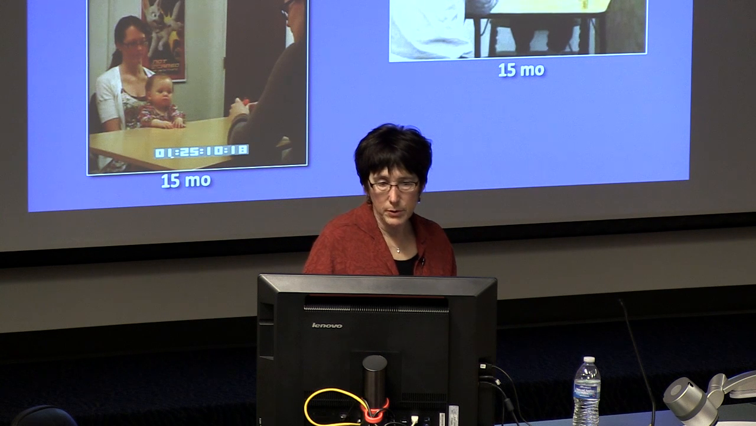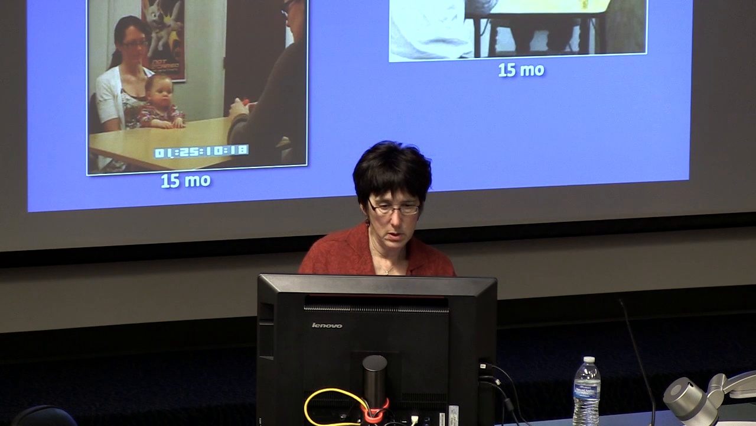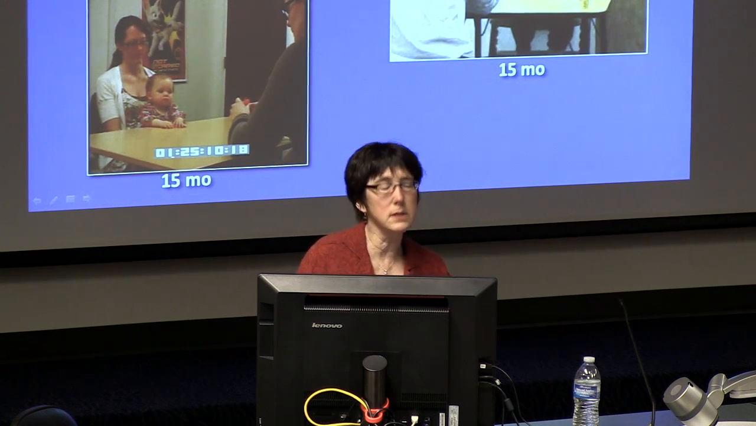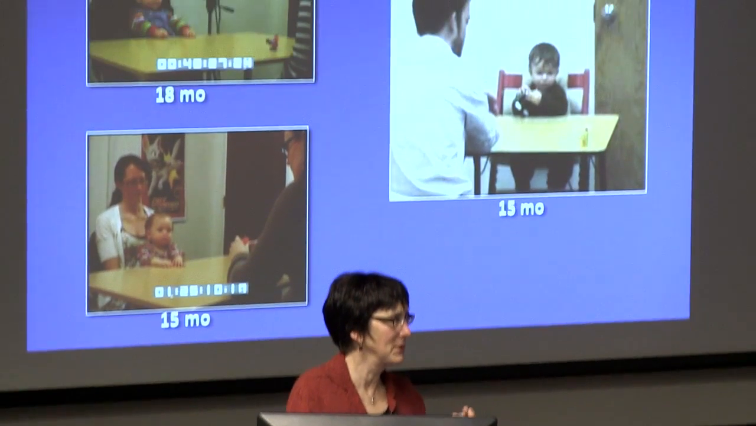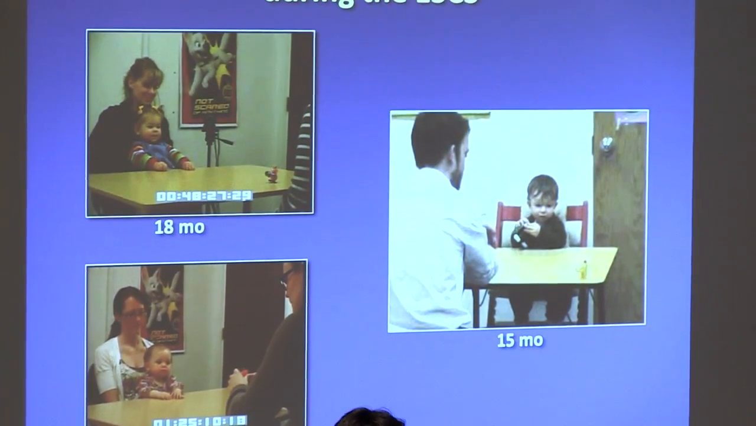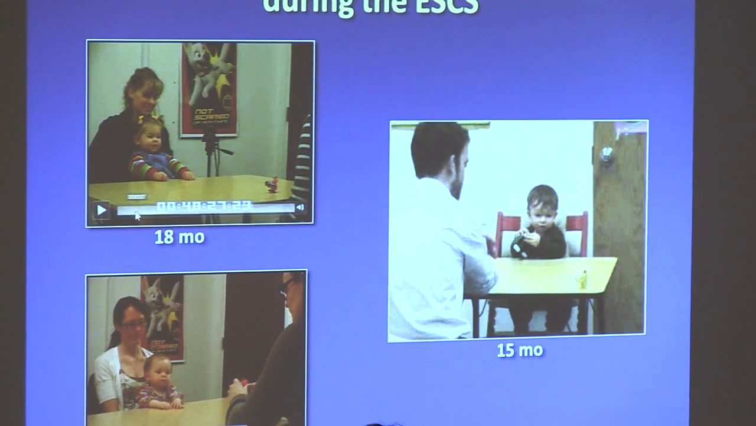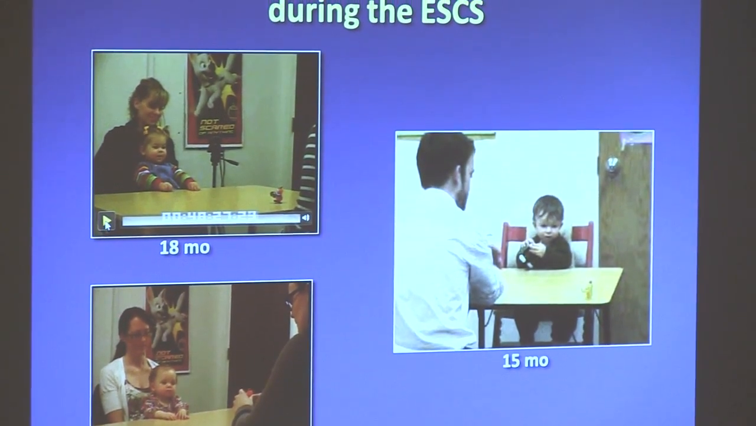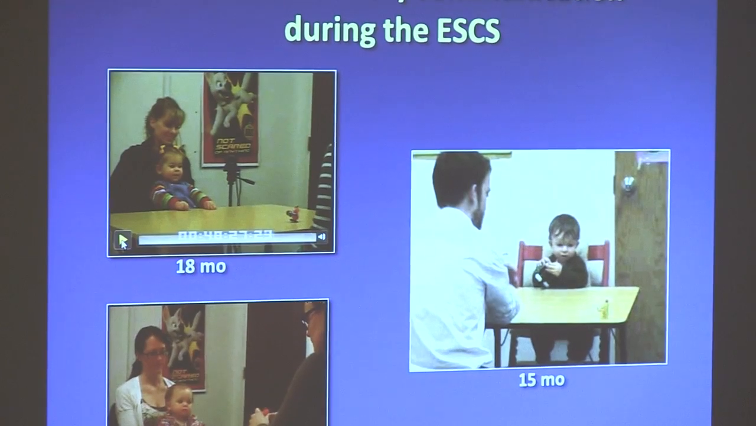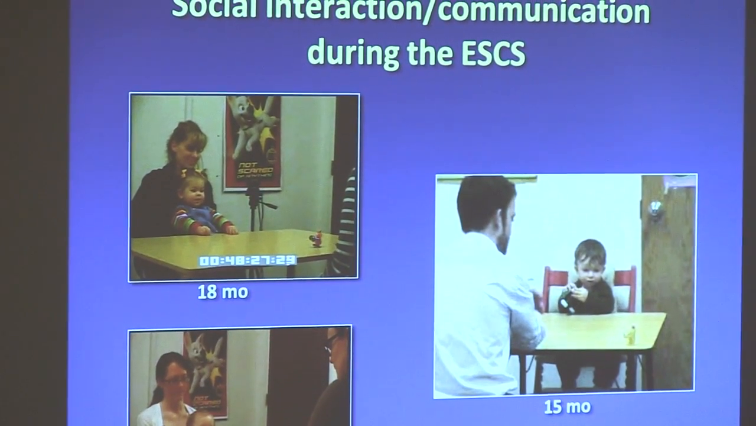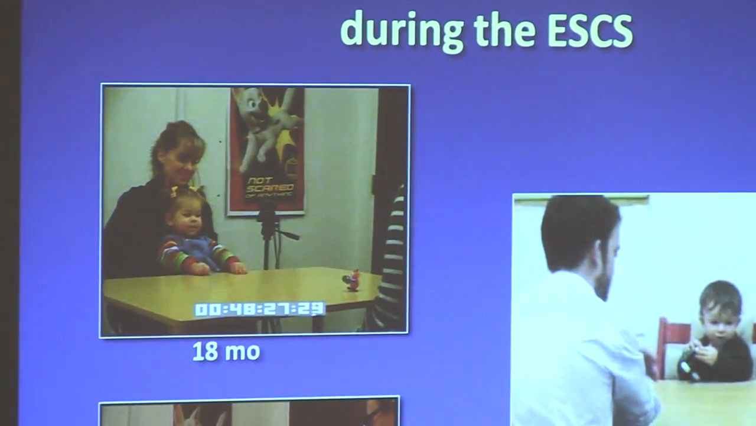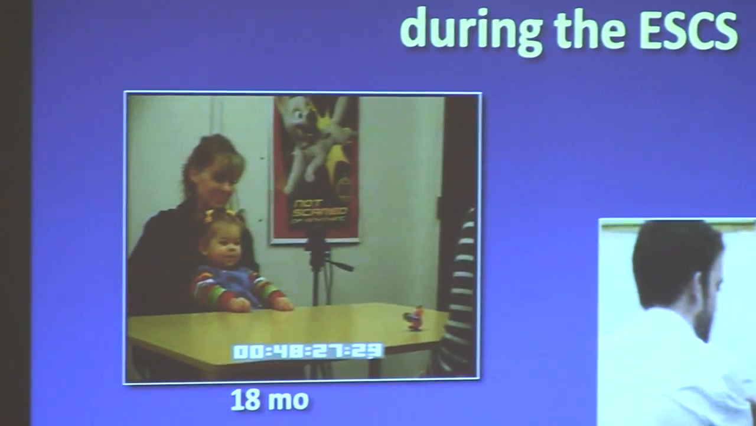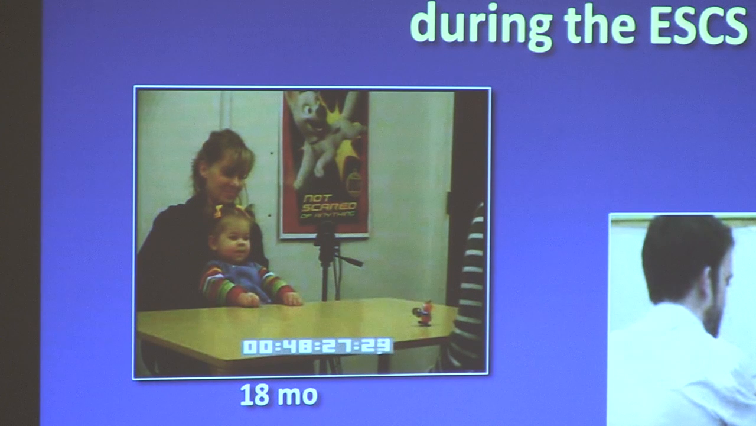So here are some examples of what we see in little children. This is the ESCS, the Early Social Communication Scale, which is a common measure. It involves lots of different activities, and this one is a wind-up toy. The examiner turns it on just to see what the child does, if they request it or direct attention to it.